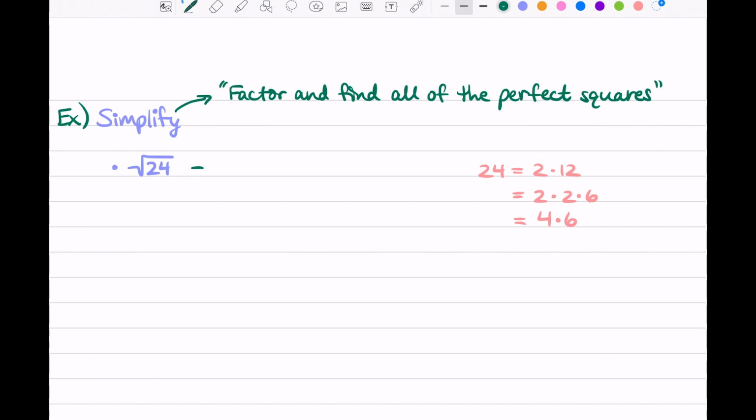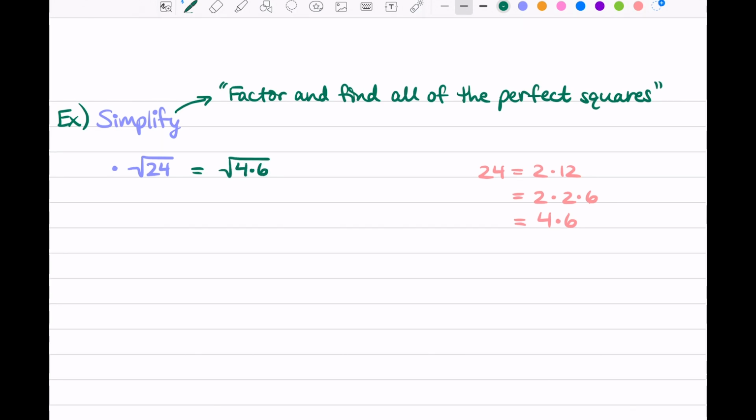So we can rewrite our original problem as the square root of 4 times 6. And using the multiplication rule, we can rewrite this as the square root of 4 times the square root of 6. The square root of 4 is 2, so our final answer is 2 times the square root of 6.